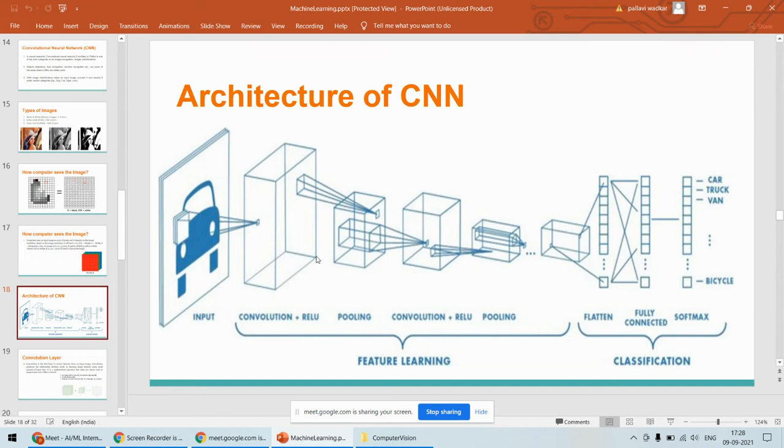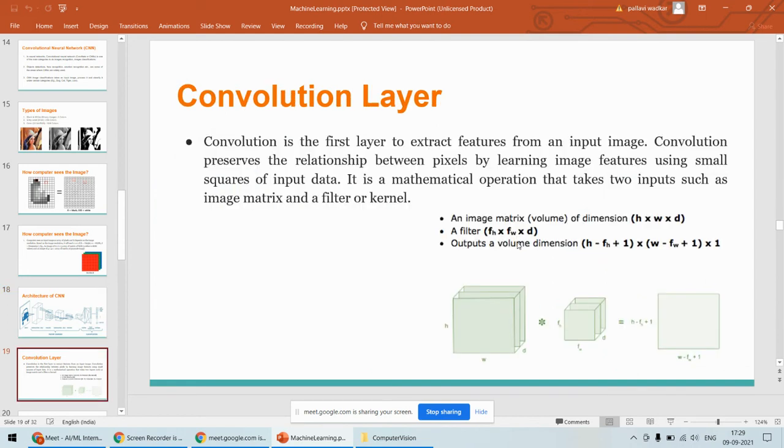Similarly, the first stage of this convolutional neural network is focused on extracting the features from the input image, and once the features are extracted, they will be learned by the CNN model. After that the classification will happen, for example whether this object is a car, truck or van. Now we will understand everything in detail: what is convolution, what is ReLU, what is pooling, what is flattening, what is a fully connected neural network, and what is softmax.